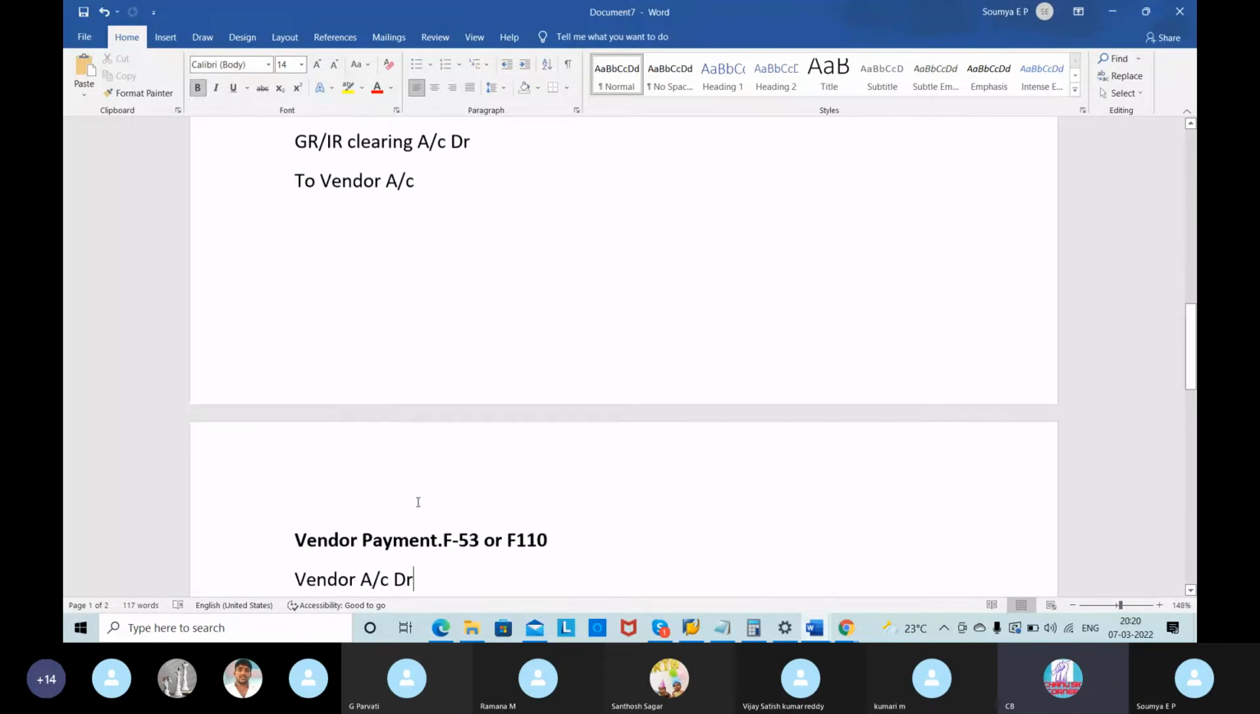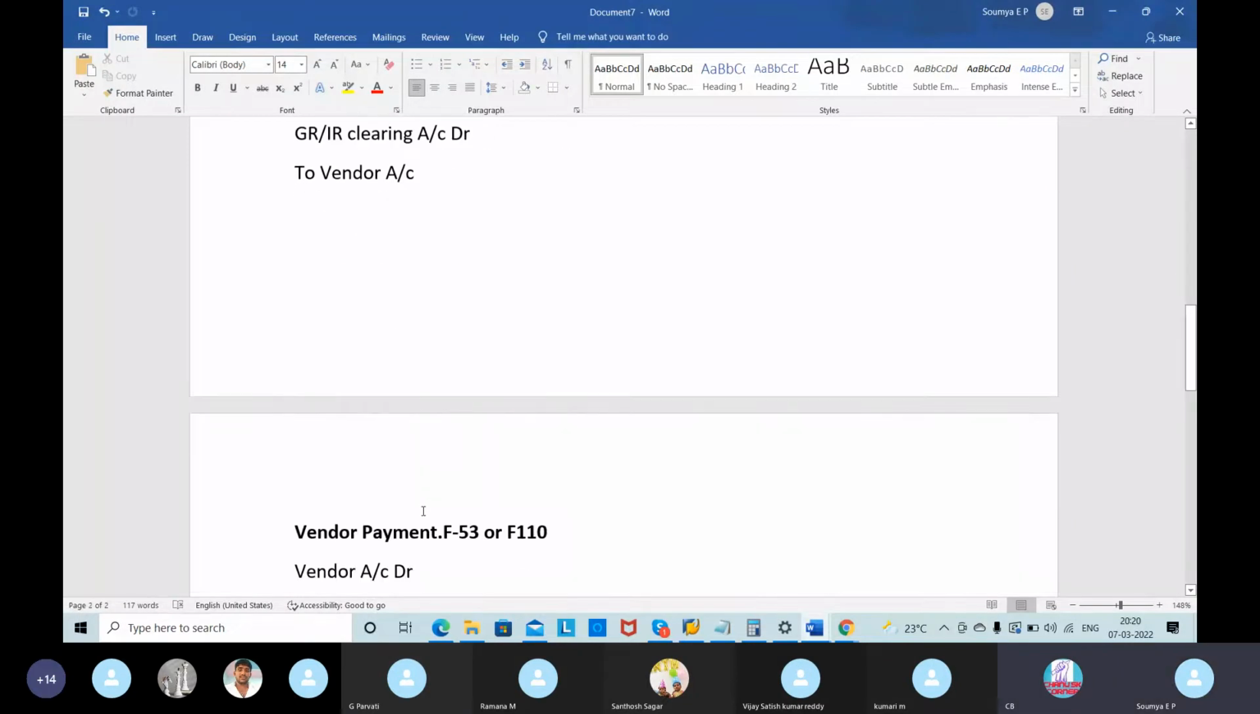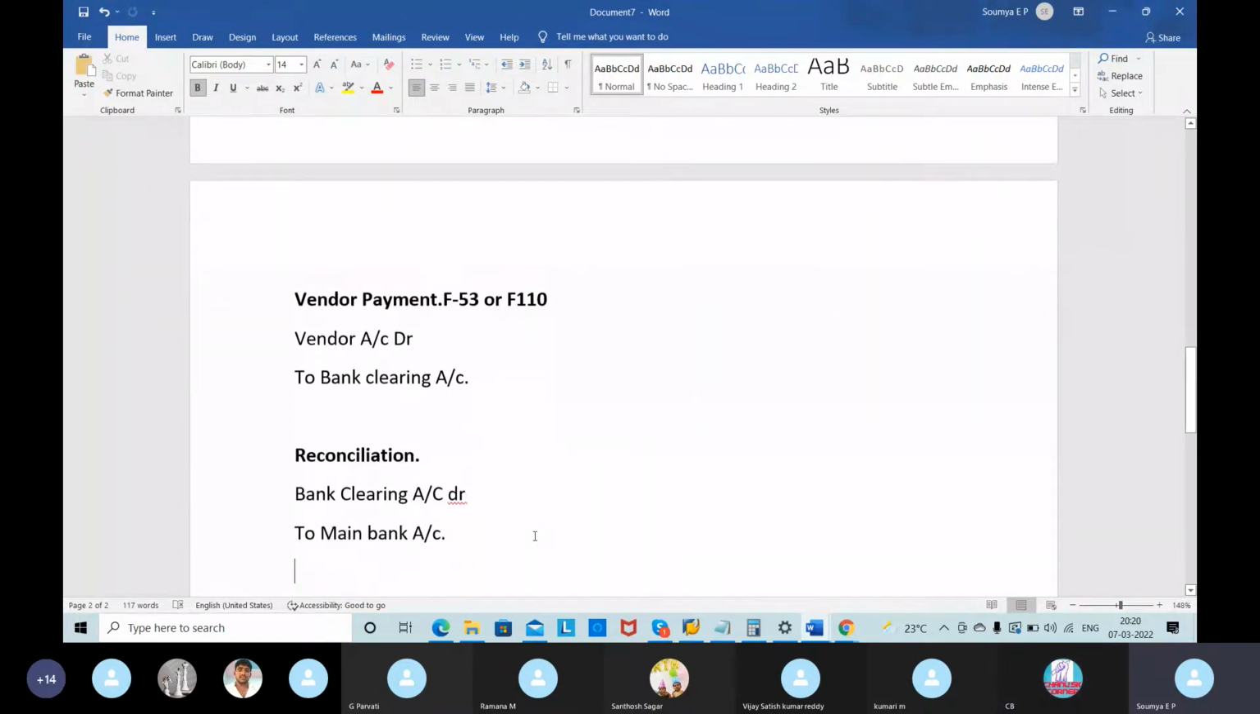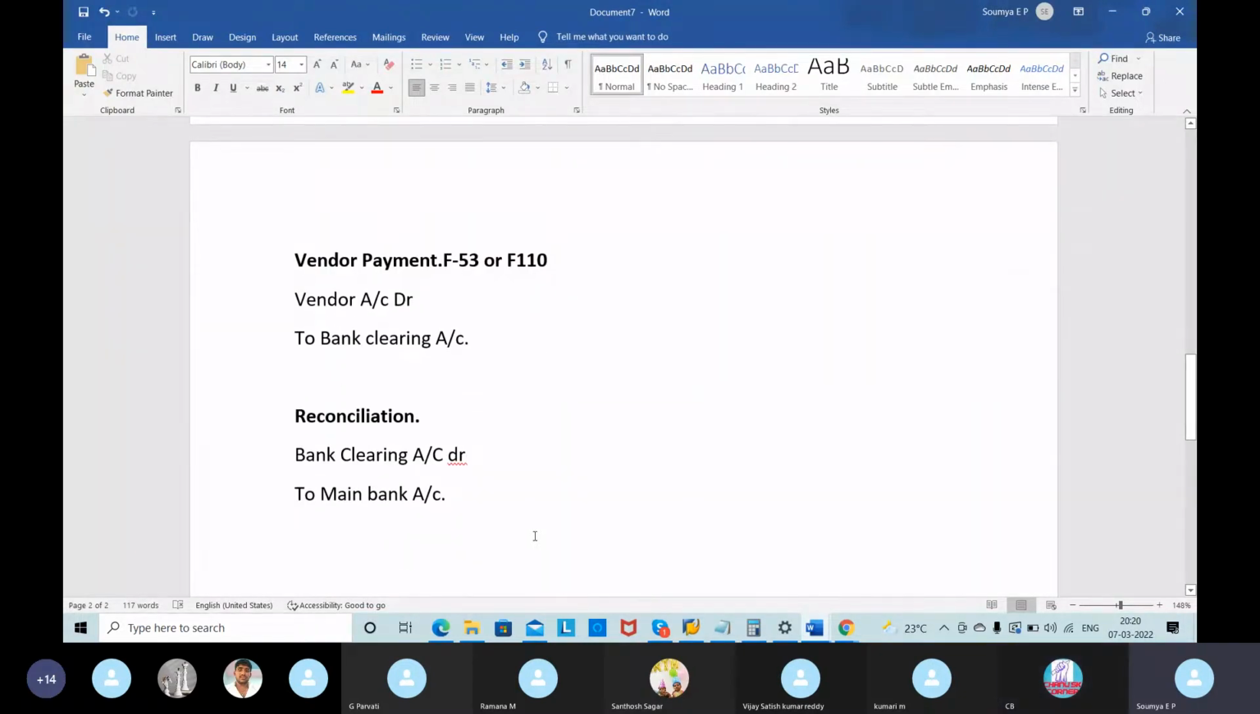For vendor payment, F-53 or F110 is the T code. Vendor account debit to bank clearing account credit. Reconciliation: bank clearing account debit to main bank account. This is the P2P process.